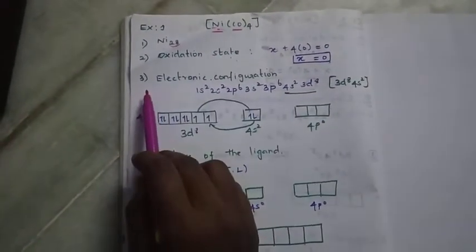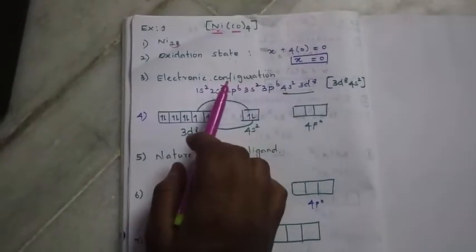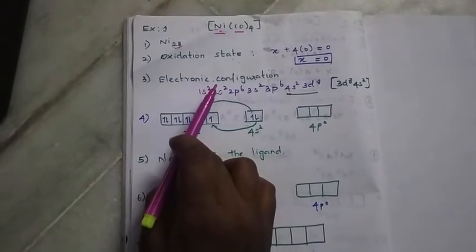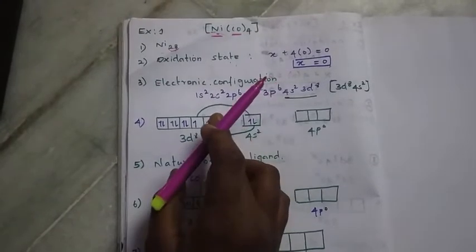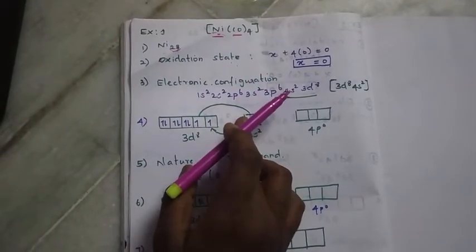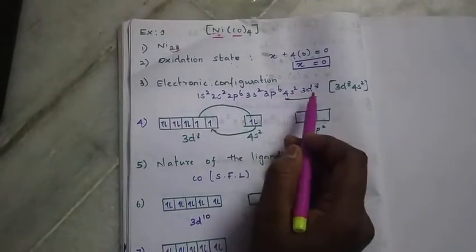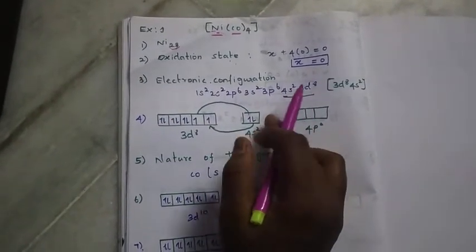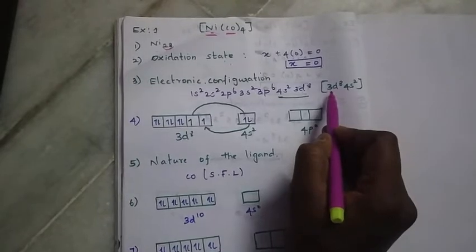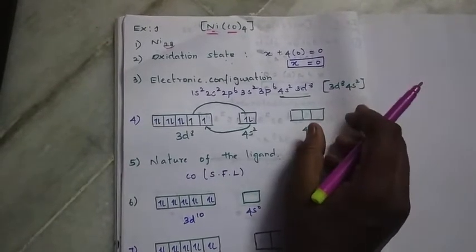And the third step, we have to do the electronic configuration. You know how to write the electronic configuration. Once you have written the electronic configuration, you just have to take the outer shell, which is nothing but 3d8 and 4s2.